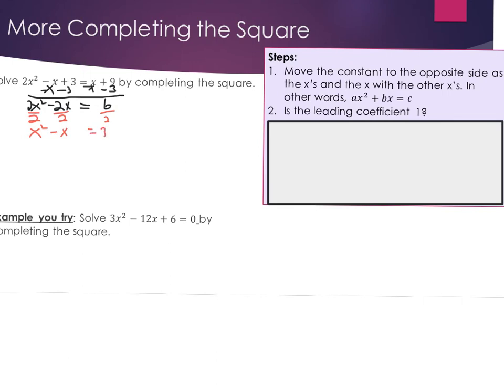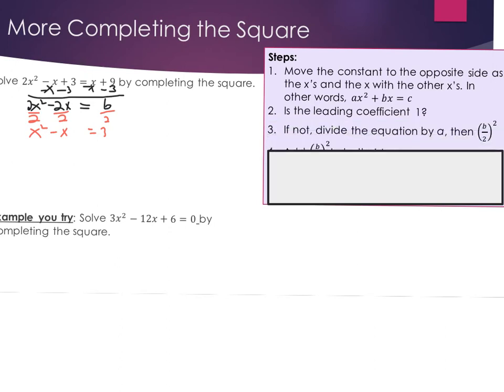Next thing we will do is, we just did step 3: if not, we divide the equation by a. And now we're going to do b divided by 2 quantity squared. Okay, so b is negative 1. We're going to divide it by 2 and square it. Negative 1/2 squared is 1/4.